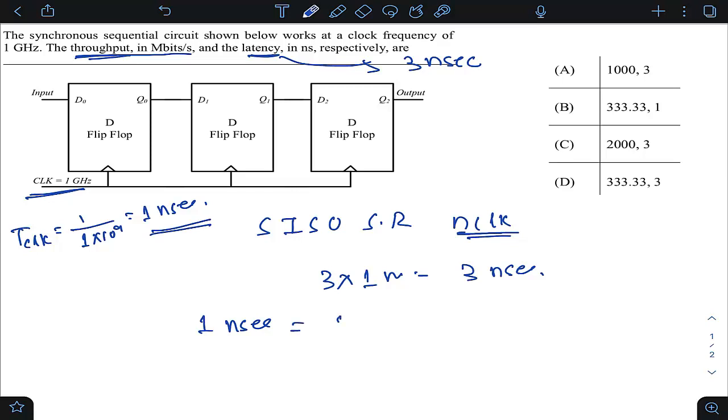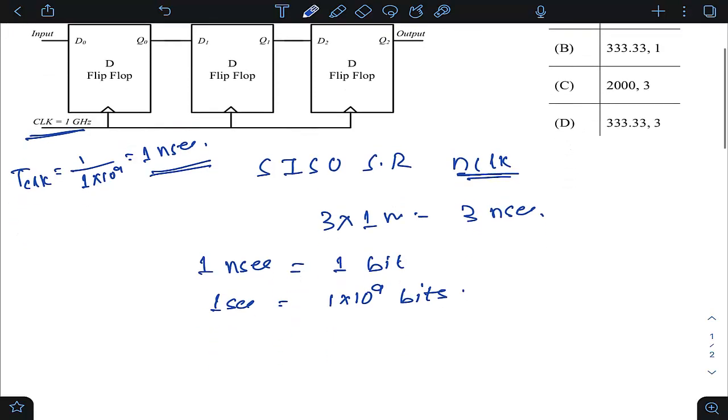In 1 nanosecond, 1 bit of data is received. So in 1 second, how much data will be received? This is 1 into 10 raised to power 9 bits. These many bits will be received. So this is nothing but the throughput.